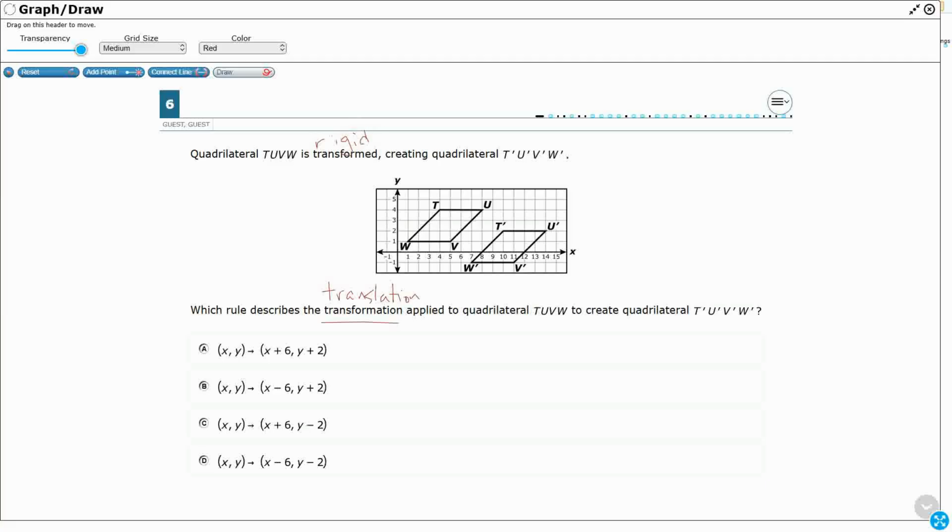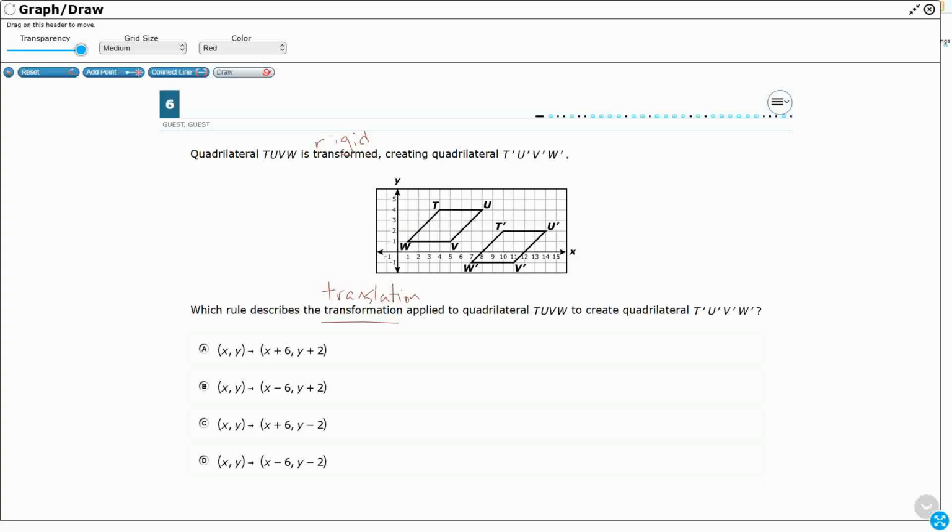So a rigid transformation is either translation, rotation, reflection. It keeps congruency. The shape stays the same. It just either slides or rotates or flips. If it's a dilation, then it's going to shrink or it's going to enlarge, and it looks like it's the same size. So what can we do to demonstrate this rule?